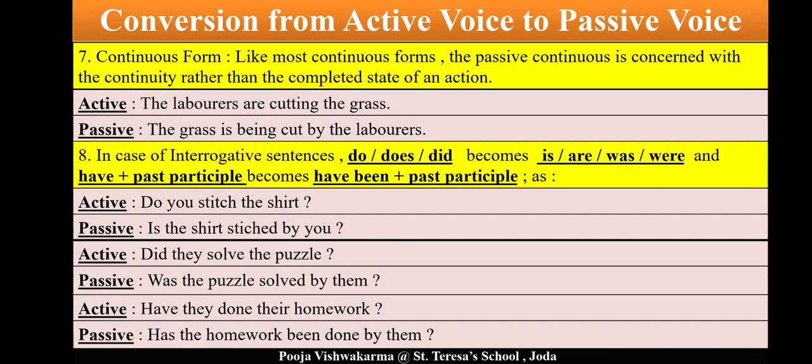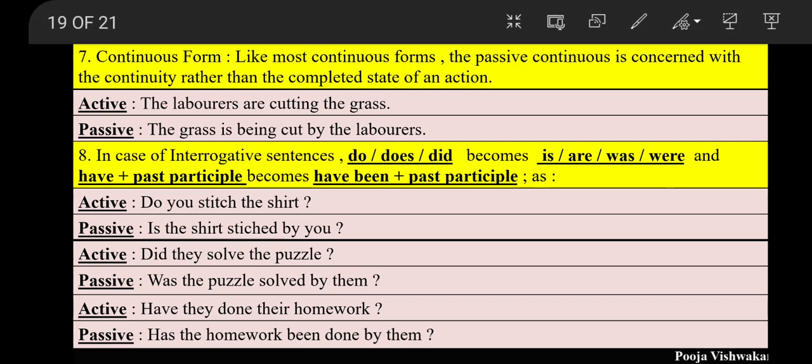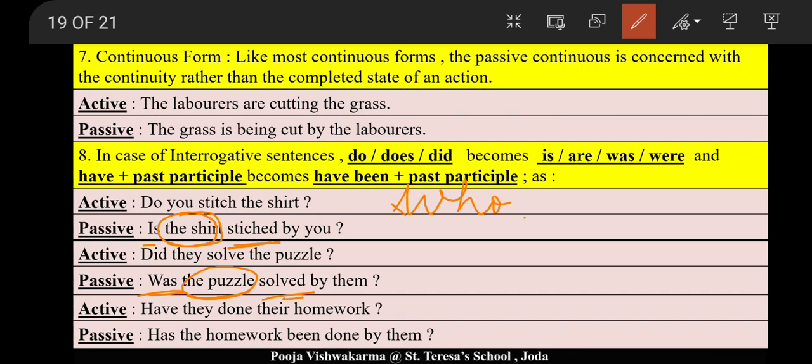Okay. Did they solve the puzzle? Was the puzzle solved by them? Have they done their homework? Has the homework been done by them? Here, one thing you need to remember, my subject is sandwiched. Can you see? My subject, the shirt, is sandwiched between is and stitched. My subject, that is the puzzle, is sandwiched between was and solved. Yes, so this thing you need to remember, that in interrogative sentences, my subject is in between the other forms of the verb.